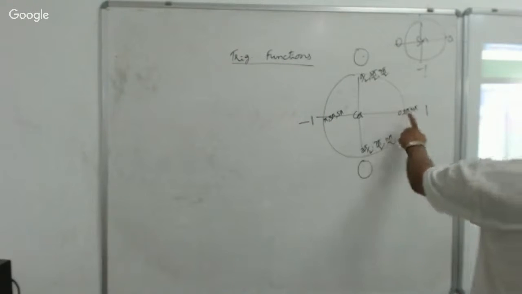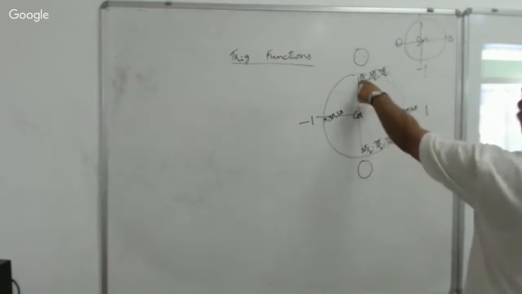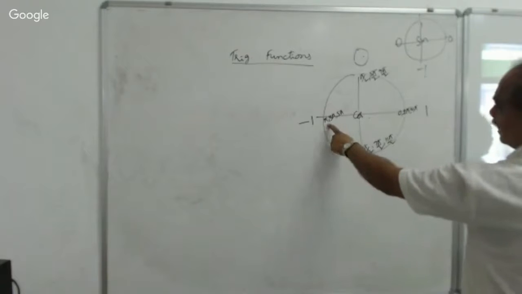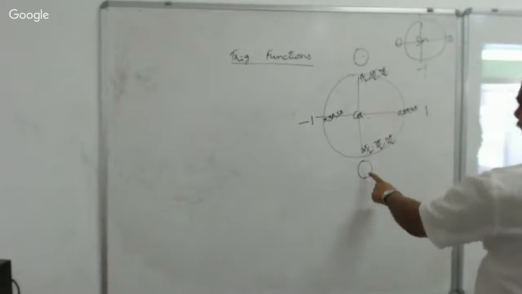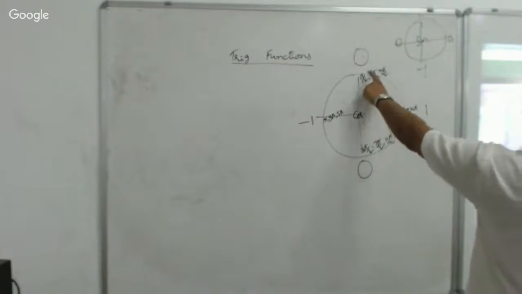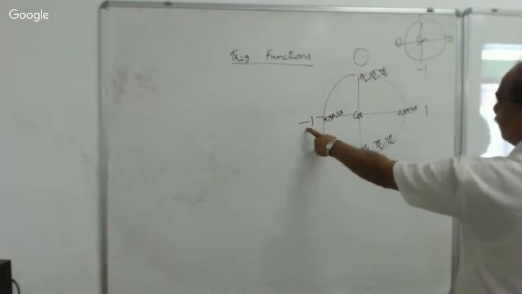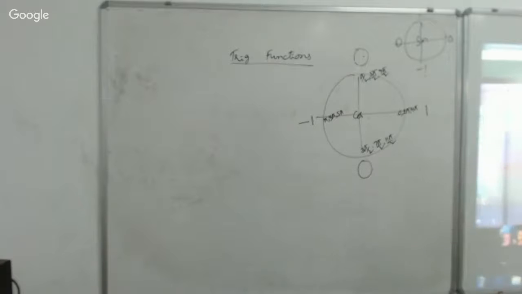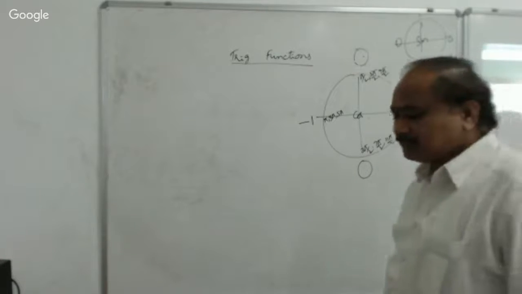Means cos 0 is 1, cos pi by 2 is 0, cos pi is minus 1, cos 3 pi by 2 is 0, cos 2 pi is 1, again cos 5 pi by 2 is 0, cos 3 pi is minus 1, like that. Any confusion? No, sir.